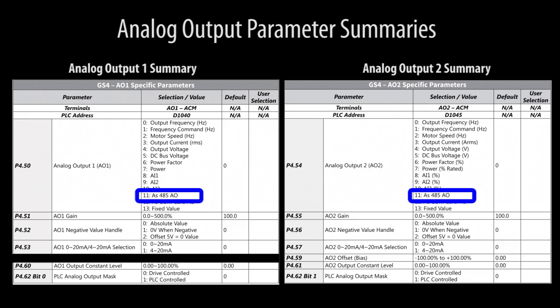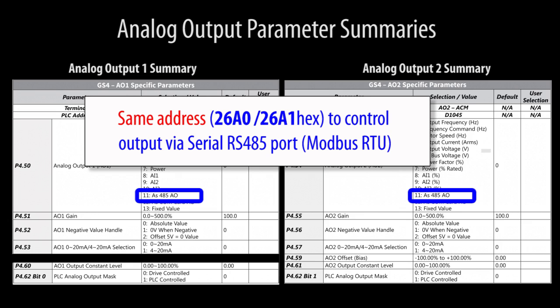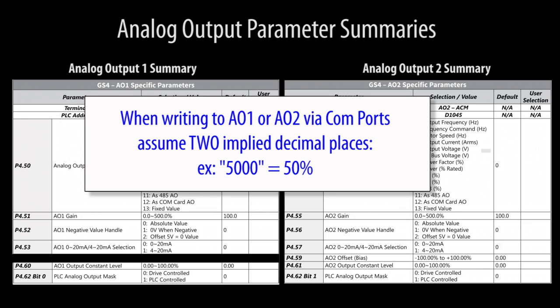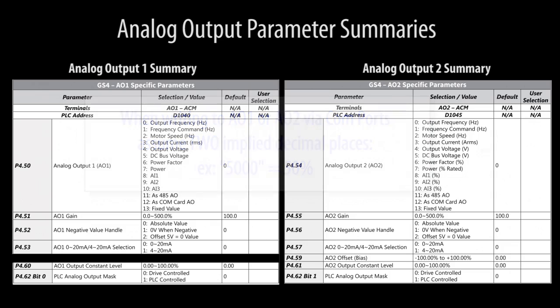If you're sending commands via the RS-485 Modbus, you write to the same address. In both cases, there are two implied decimal places. So to output 50% of your max range, you would write a 5000. It is important to understand you only get one or the other.